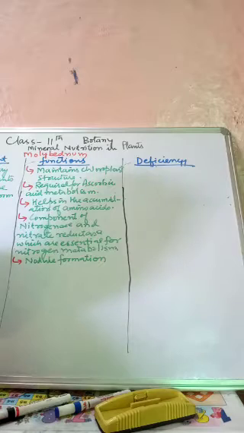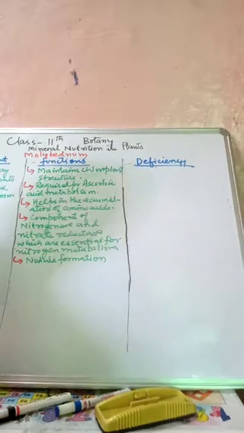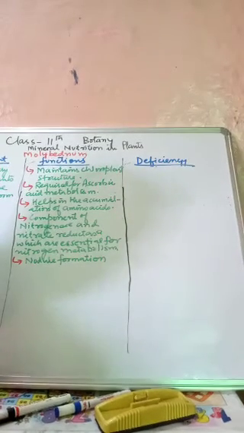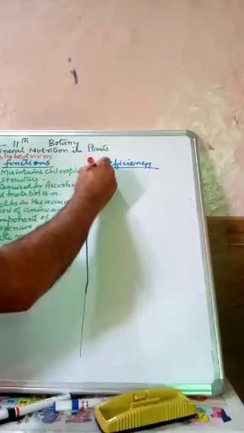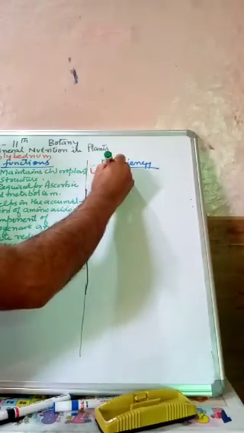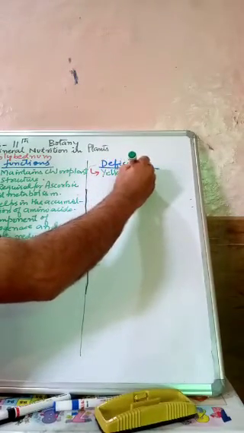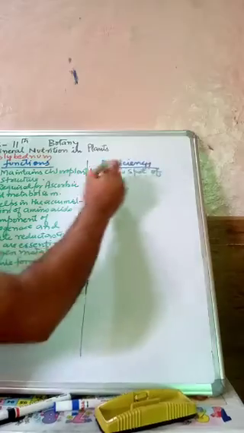The deficiency of this molybdenum can cause a few diseases, which are given below. First, the important one is called yellow spot of citrus fruit.